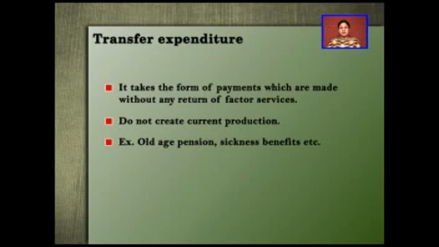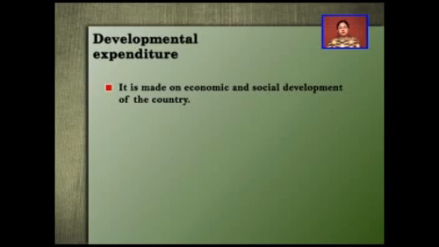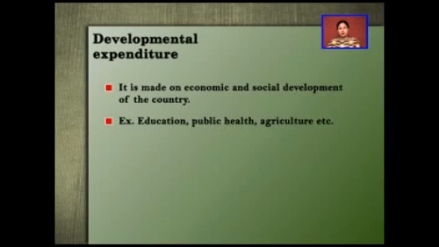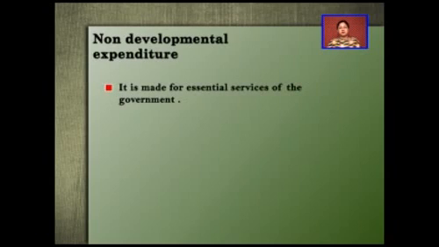Next category of public expenditure is developmental expenditure. Developmental expenditure is made on the economic and social development of the country. It is made by the government on the establishment of schools, colleges, hospitals, in the development of the agricultural sector, etc. Next is the non-developmental expenditure. Non-developmental expenditure is made by the government for essential services of the government. For example, on the maintenance of the police force, on the maintenance of defense, on giving pensions to the old age people as well as the retired personnel from the defense forces or from any government offices.